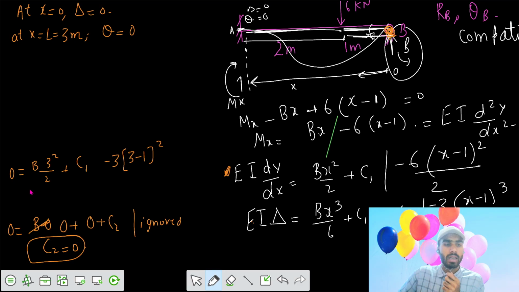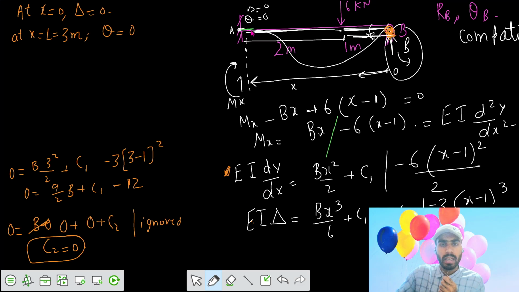So we can write that 0 equals 9 by 2 of b plus c1, and minus 4 into 12, that's 12. So we got one equation. One more equation we can get between c1 and b, such that we have two equations and two unknowns. We want to see whether there is one more equation anywhere.